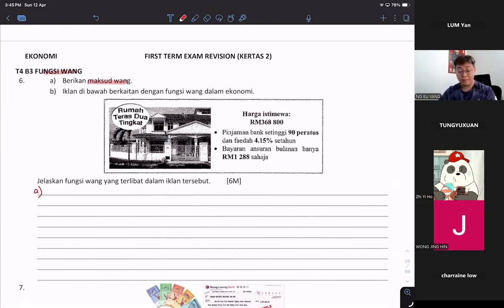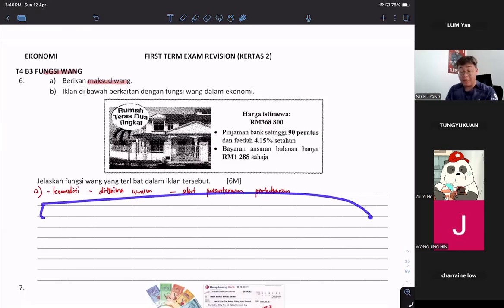Sherry, what is the maksud wang? The first keyword: wang ialah suatu commodity. Remember the first keyword? Commodity is a bahan with value, so money is with value. Plus the first ciri, yang diterima umum, dan sebagai alat perantaraan pertukaran. So these are your three keywords for your 1 mark only. Definisi wang, maksud wang. So can you guys try to bina ayat?